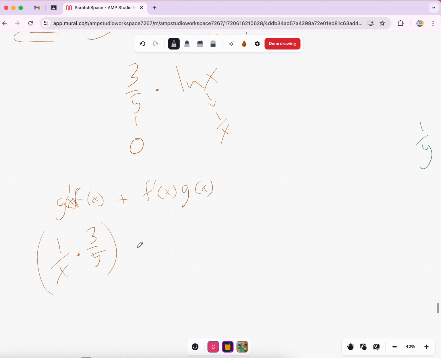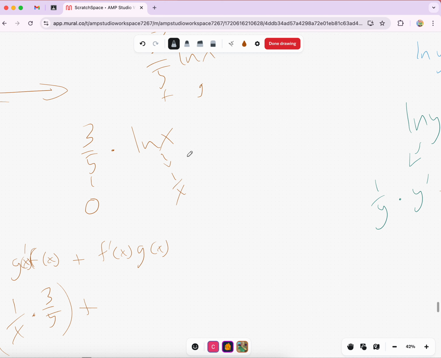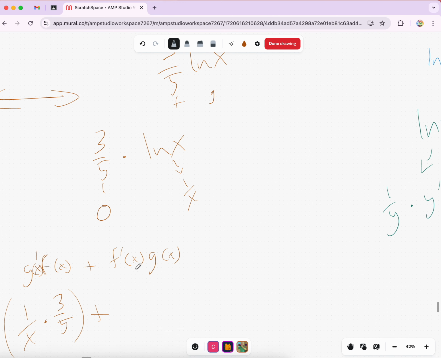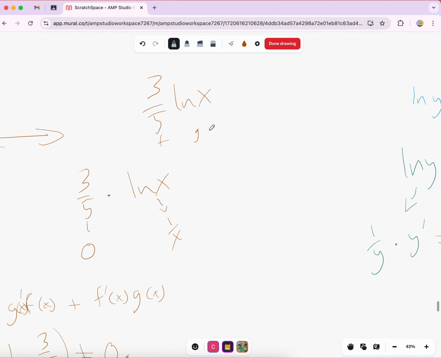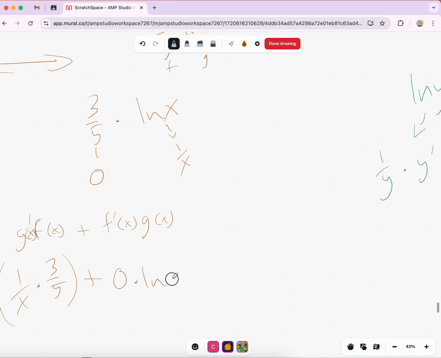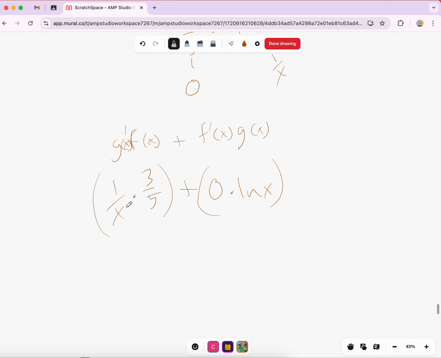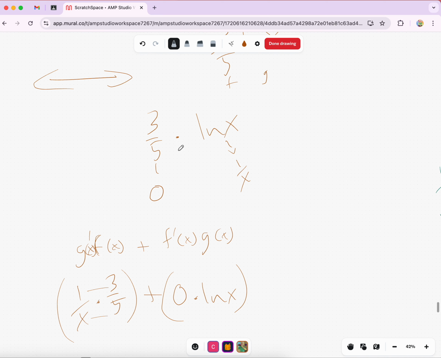Okay, so that's my first one. Plus, and then we got to do f prime. So f prime would be the 3/5, which is 0, times the natural log of x. Well, 0 times the natural log of x is what? It's 0, right? So that's just going to go away. So we're left with this, and we can just basically cross multiply here, right? So we've got 3 over 5x. Okay, so 3 over 5x is the derivative of this.